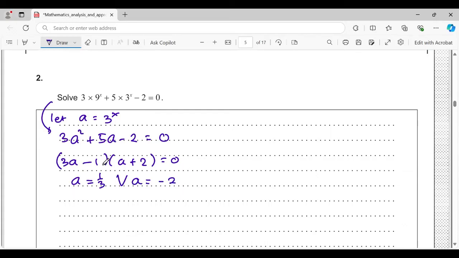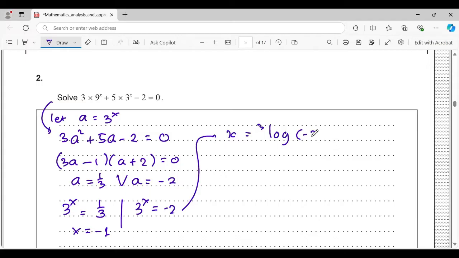That means 3 power x equals 1 over 3, which gives x equals minus 1. And 3 power x equals minus 2. So it means x equals log base 3 of minus 2.